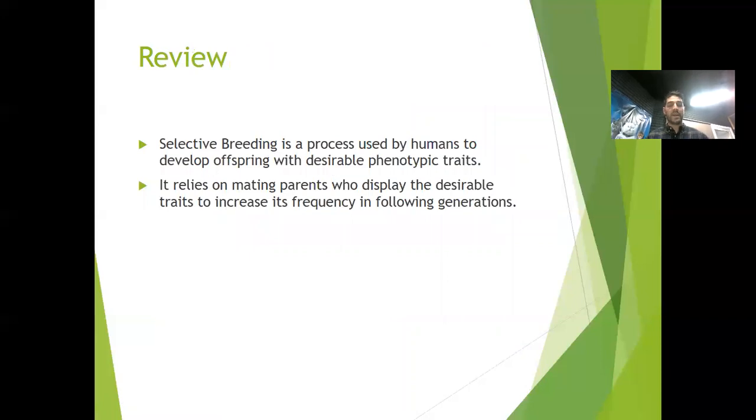So in review, selective breeding is a process used by humans in which we develop offspring with desirable phenotypic traits, and it relies on mating parents who display those traits, and we eventually get an increase in its frequency in following generations. So again, this is a driver of evolution, but it's in an artificial way.